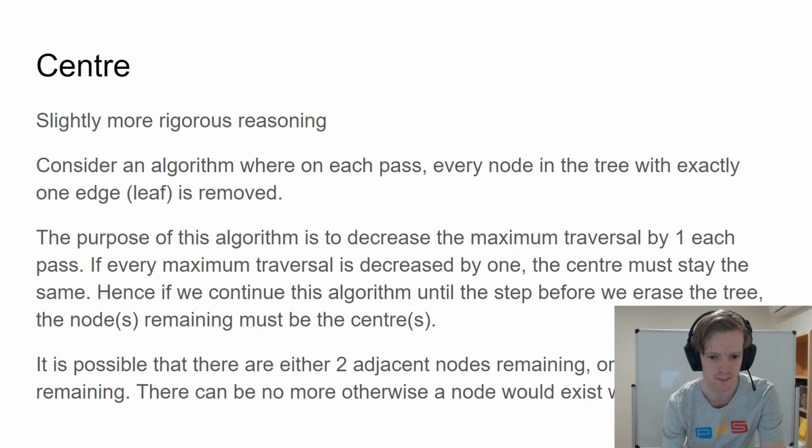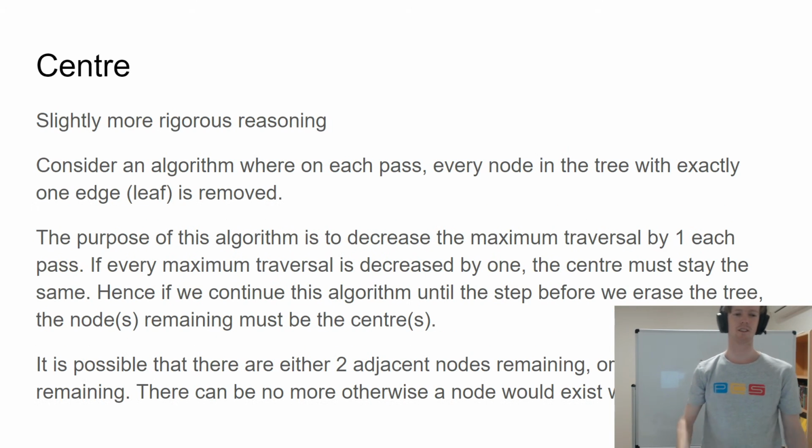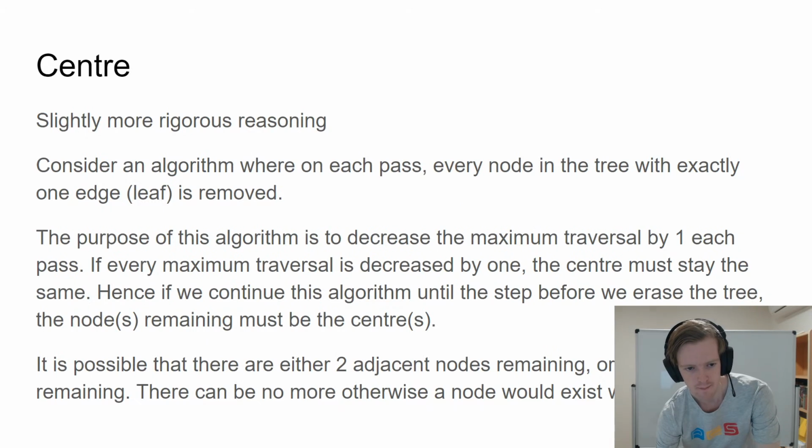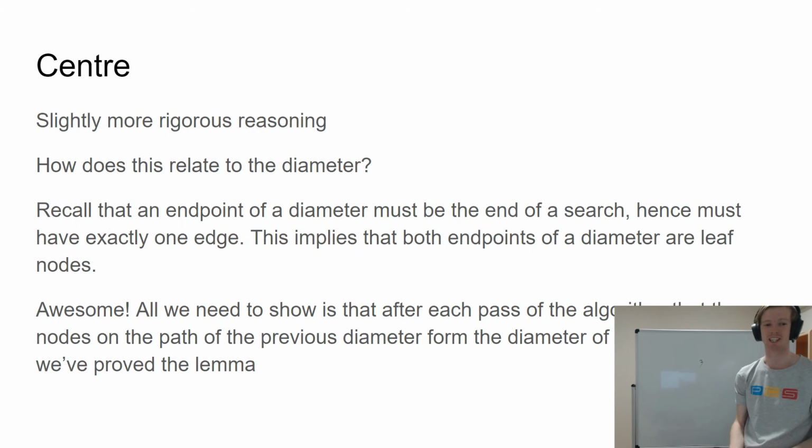Okay, so this is essentially explaining the algorithm where we're taking away a leaf node every time, and this will decrease the maximum traversal by 1 each pass. So how does this relate to diameter? Again, we just recall that the endpoint of a diameter must be the end of a search. Hence, it must have exactly one edge, which means that it is a leaf node.